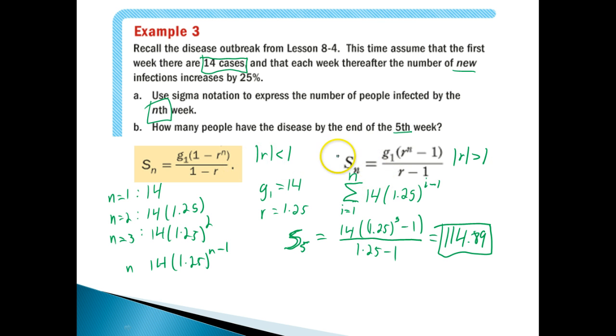So you have to remember the big S means series. It means we're adding up all the terms. Other than that, you should be all set with these finite geometric series.